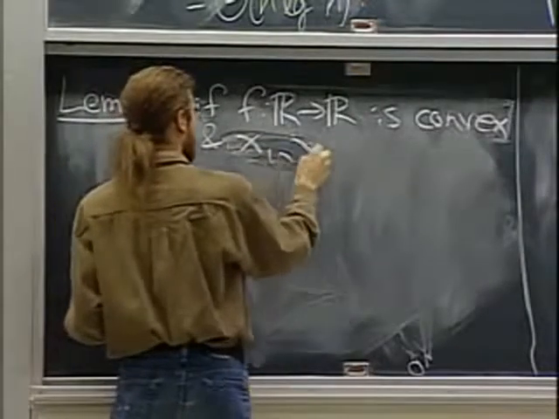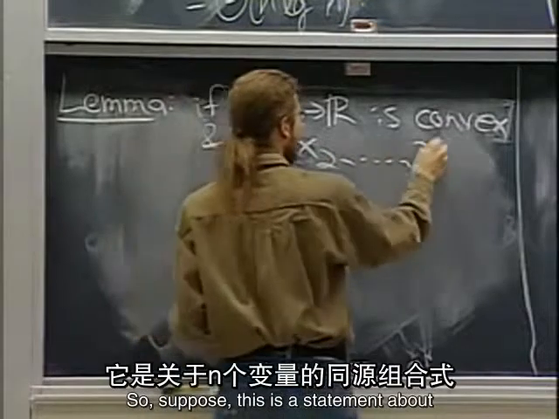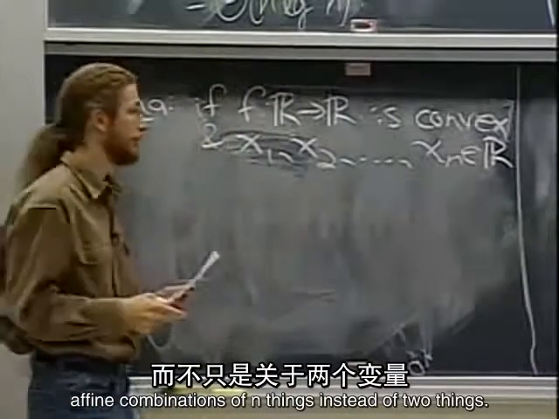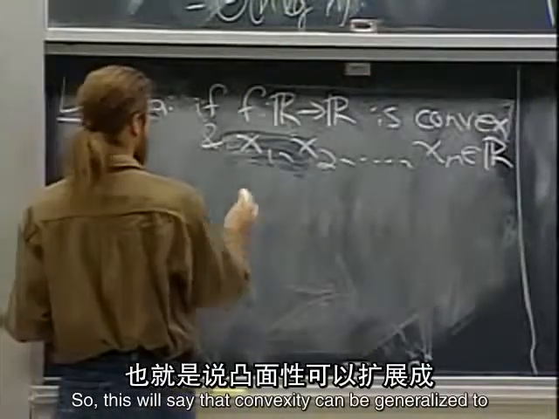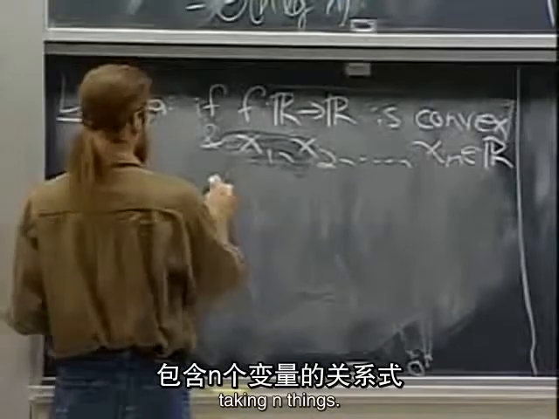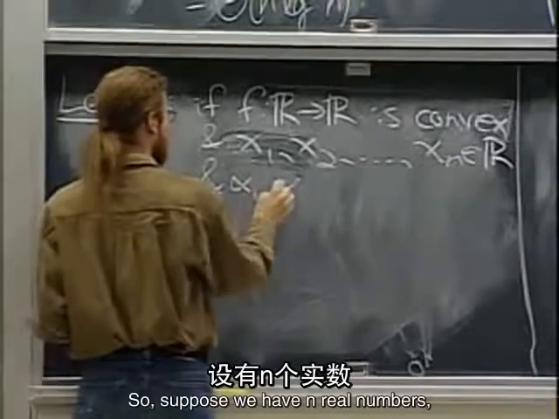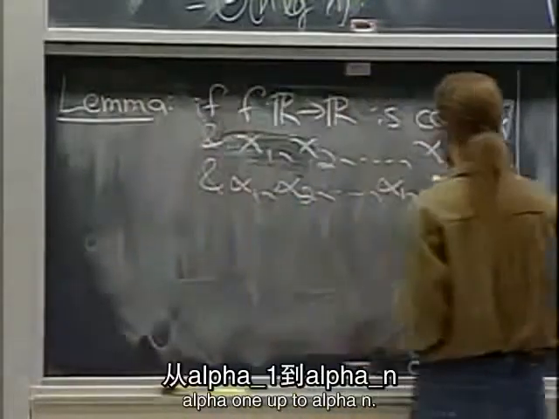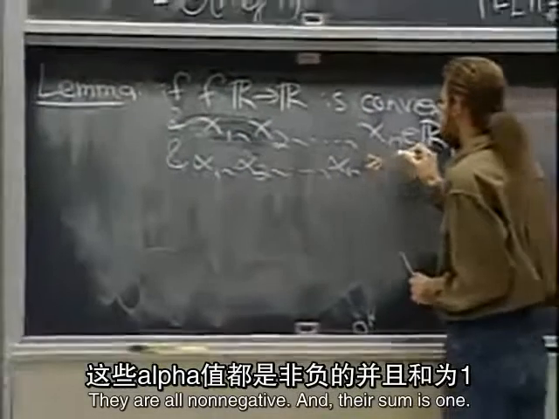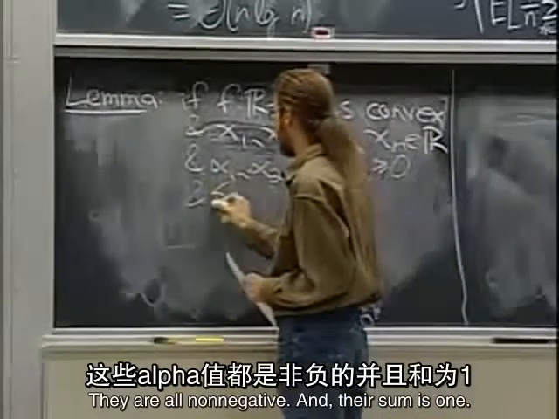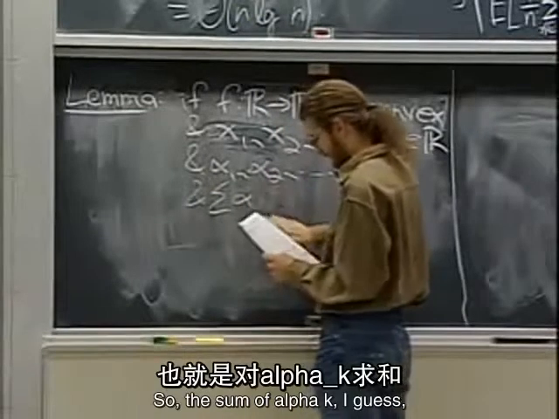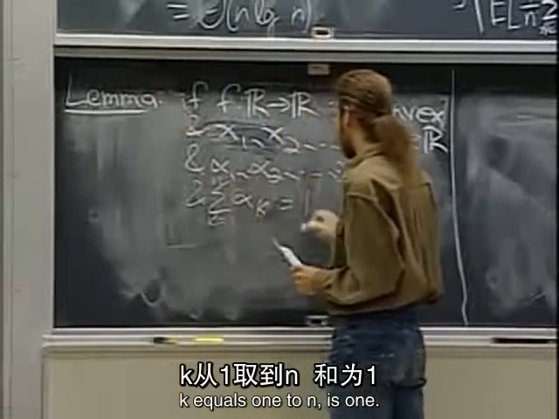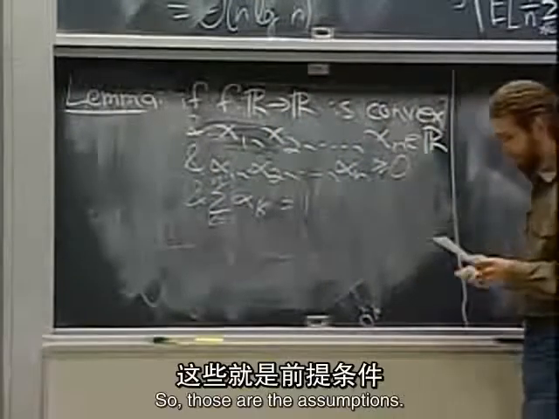Okay, we have a statement about affine combinations of n things instead of 2 things. This will say that convexity can be generalized to taking n things. Suppose we have n real numbers, alpha 1 up to alpha n. They're all non-negative, and their sum is 1. So the sum of alpha k, k equals 1 to n, is 1. Those are the assumptions.